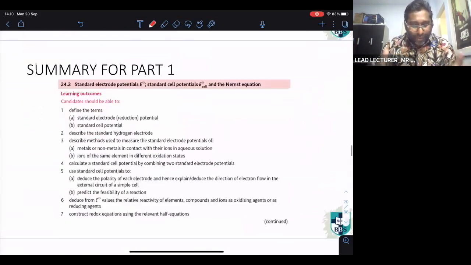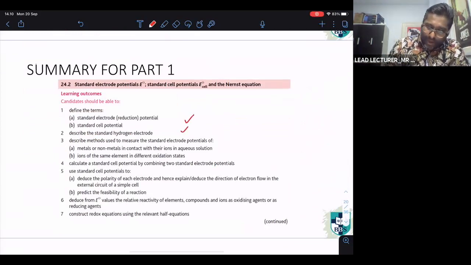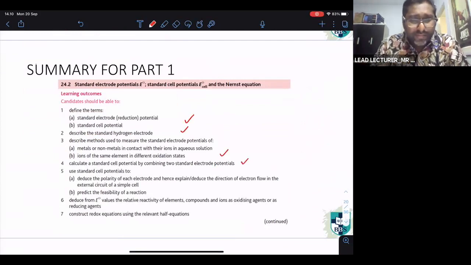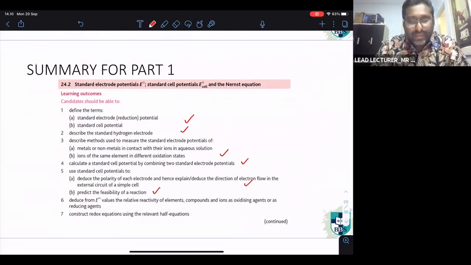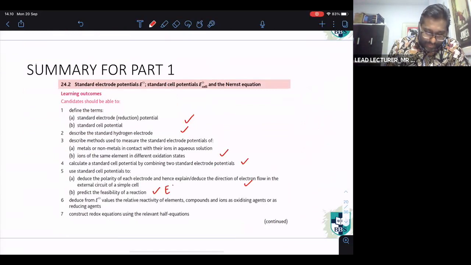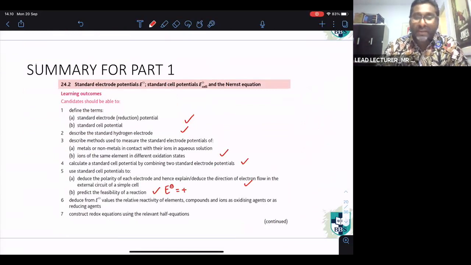So if you look at this summary for the first part, these are the things that we have done. We have done all this hydrogen electrode. You can see all these are taken from your syllabus. We need to find out the direction of electron flow, done, and we can use the E value to determine the feasibility of the reaction. It means that if your E value is positive, then the reaction is feasible. Deduce from E values the relative reactivity of elements, oxidizing agent and so on.